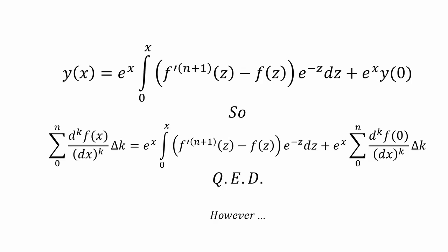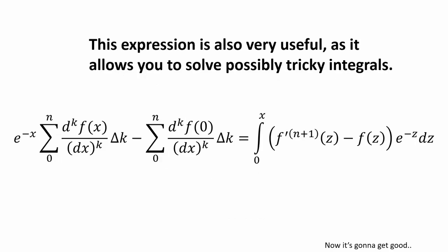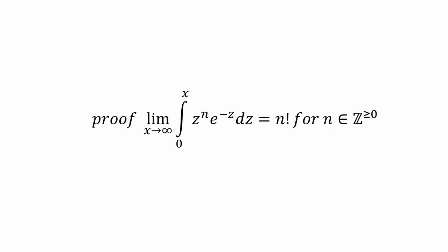Now this, of course, is very interesting, but I want to show you something else which is even more interesting. If we'll leave it at this, then we have a very useful expression which can help us solve tricky integrals. And one of the more tricky integrals that I would like to show you is the following integral. This is the integral from 0 to x, as x goes to infinity, of z to the power n times e to the power minus z dz. And we'll want to prove that this is equal to n factorial for all natural numbers of n, including 0.